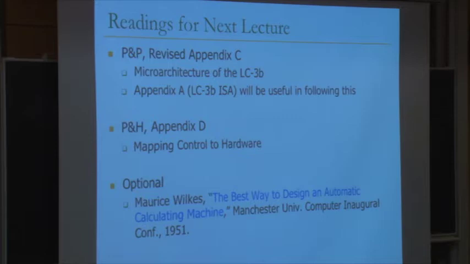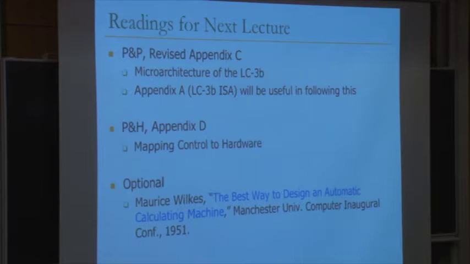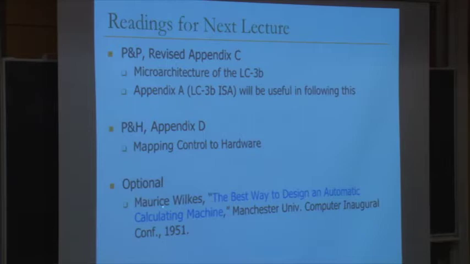Okay? And there is this optional reading, which I like. This is actually the first paper that proposed microprogramming as a way of designing microarchitectures. And if you don't understand anything from microprogramming, this will become clear. And this is Maurice Wilkes' paper. He called it the best way to design an automatic calculating machine. I guess it was the best way at that time.